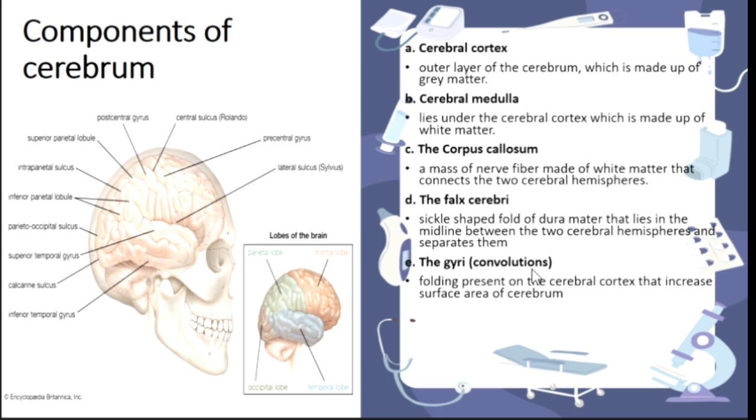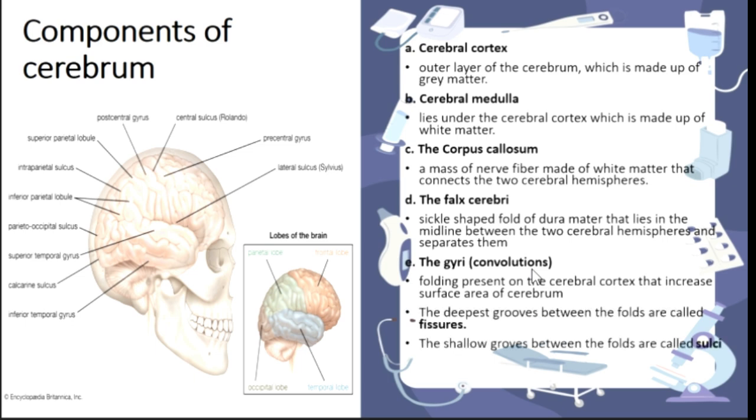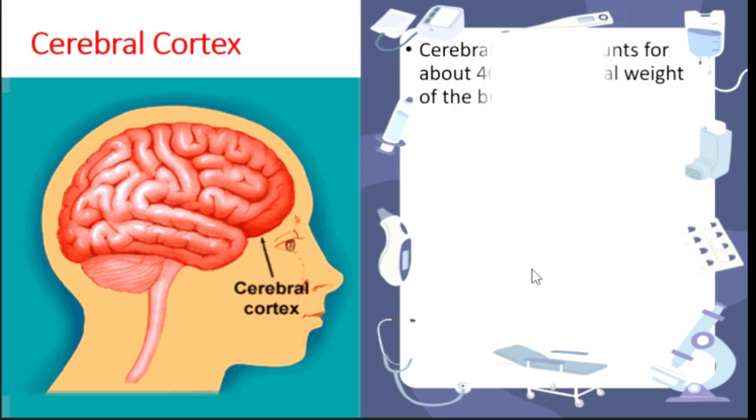So it consists of more and more nerve fibers, which connect the two cerebral hemispheres. And the falx cerebri is the middle line which lies between the two hemispheres. So it separates them. And the gyri are divided into foldings. The deep grooves present in the gyri are called fissures, and the shallow grooves are called sulci.